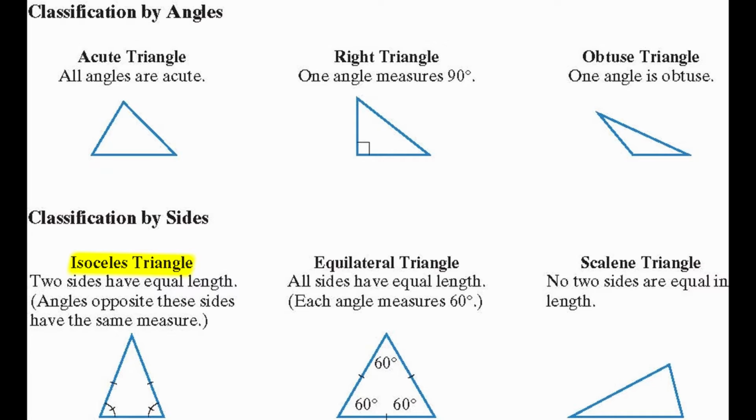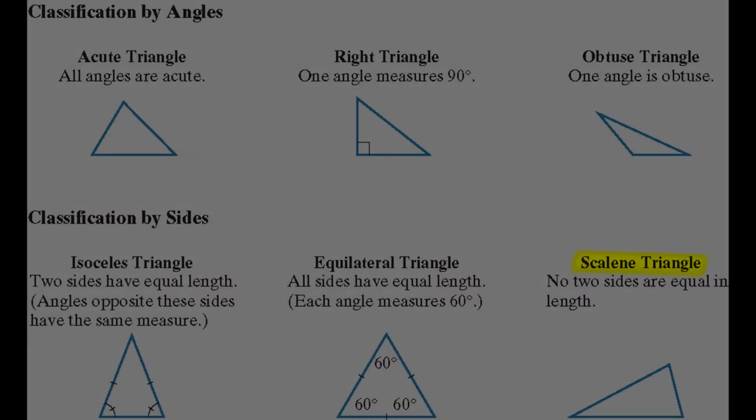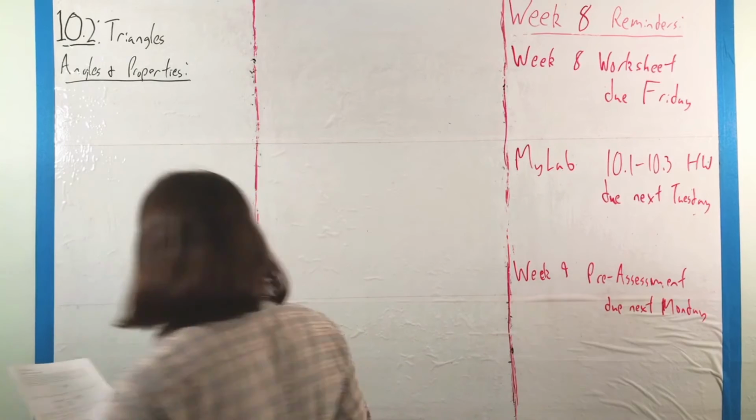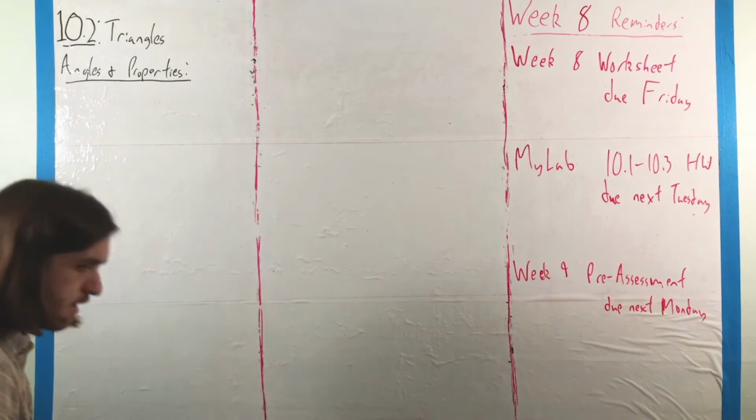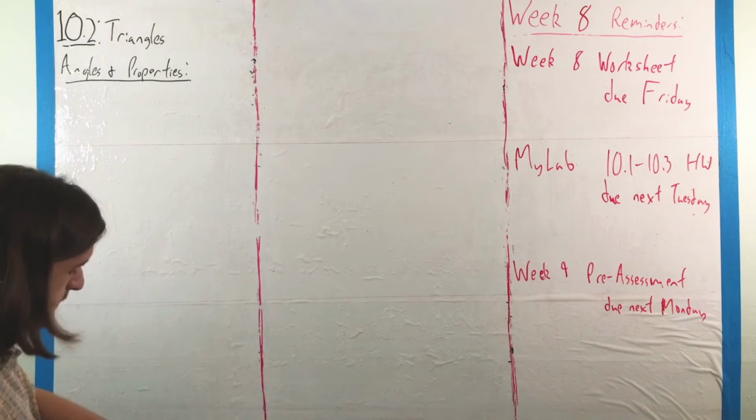We have equilateral triangles, where all 3 sides have the same length. These are also sometimes called equiangular triangles, because in that case, all angles also have to be 60. And then our last one is the scalene triangle, in which no pair of sides, no 2 sides, have the same length. So those are our main types of triangles as classified by lengths and angle measures.